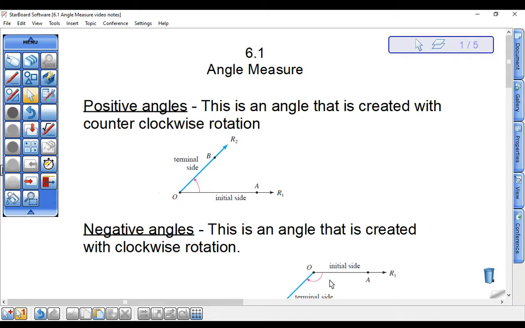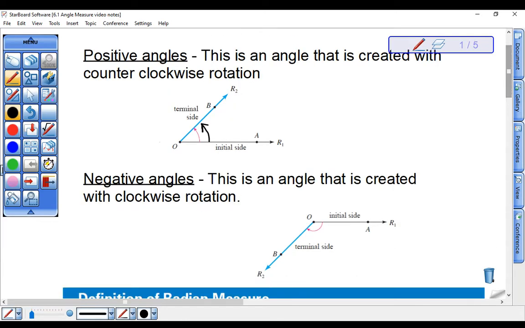A positive angle is an angle created with a counterclockwise rotation. So as you see, this angle created by moving this direction is a positive angle from your initial side. A negative angle, so positive angles are counterclockwise. Negative angle measures would be clockwise. So if we move in a clockwise direction this way, then that's going to give us our negative angle.